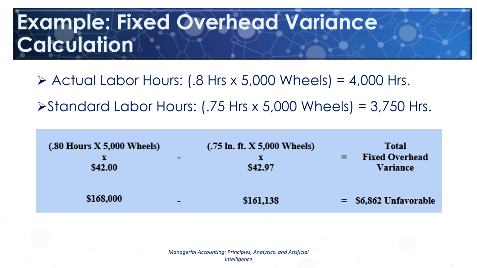But our fixed overhead cost that was expected, or the standard fixed overhead cost on a per wheel basis, was $42.97 per wheel. The difference between the two columns is $6,862. And that's unfavorable because the actual fixed overhead cost of $168 is greater than the expected fixed overhead cost or standard fixed overhead of $161 and $138.